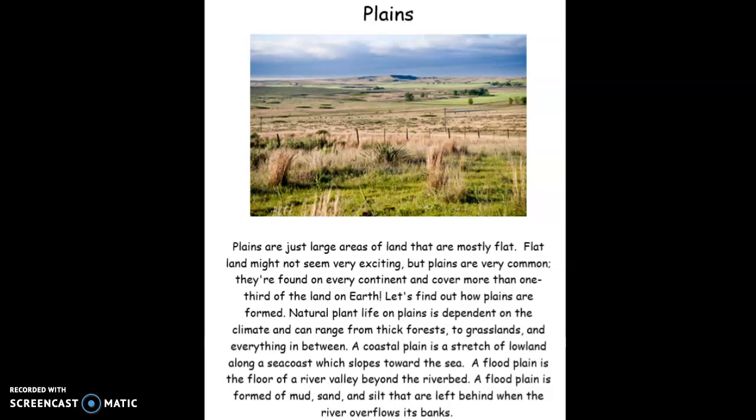Natural plant life on plains is dependent on the climate and can range from thick forests to grasslands and everything in between. A coastal plain is a stretch of lowland along a seacoast which slopes toward the sea. A floodplain is the floor of a river valley beyond the riverbed. A floodplain is formed of mud, sand, and silt that are left behind when the river overflows its banks.